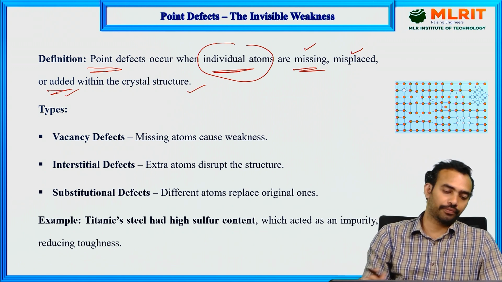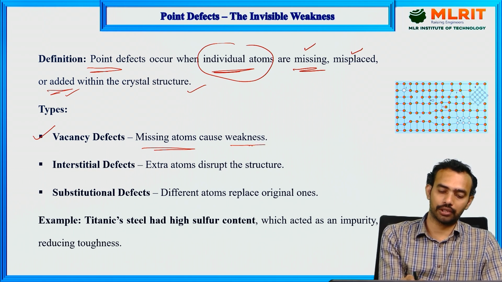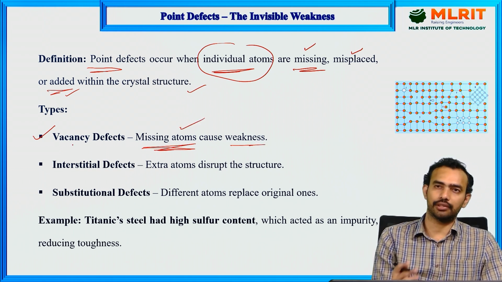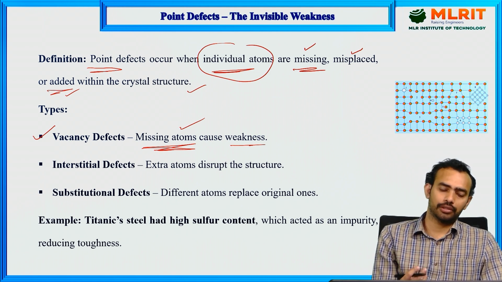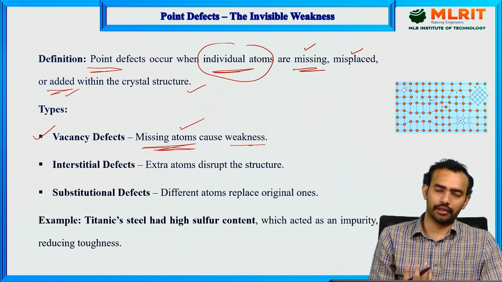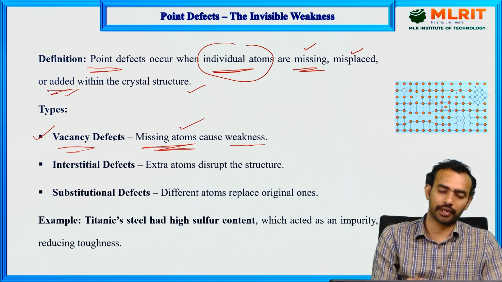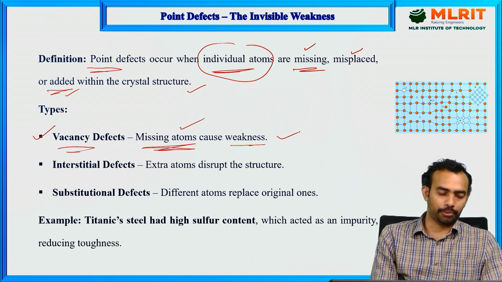That is vacancy defects. Basically they are missing atoms, which cause weakness. Missing atoms are considered vacancies. A vacancy is an empty region wherever an atom has been missing. So those areas in the crystal lattice create a vacant region, and the defect is called a vacancy defect, which causes weakness in the material property.